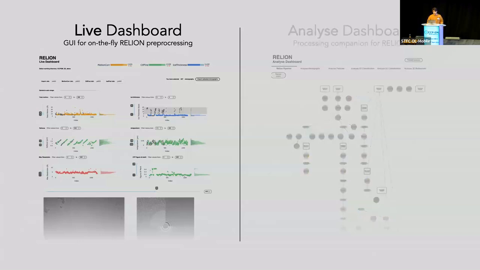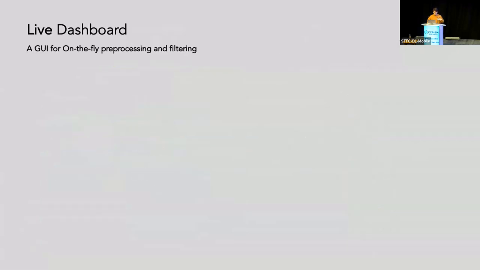The first of them is the live dashboard. It's a small web-based tool that lets you visualize and filter the data as it's being pre-processed as it comes out of the microscope, which for me is the same as saying that you can see how bad my grids look in real time. So this is how we use it.